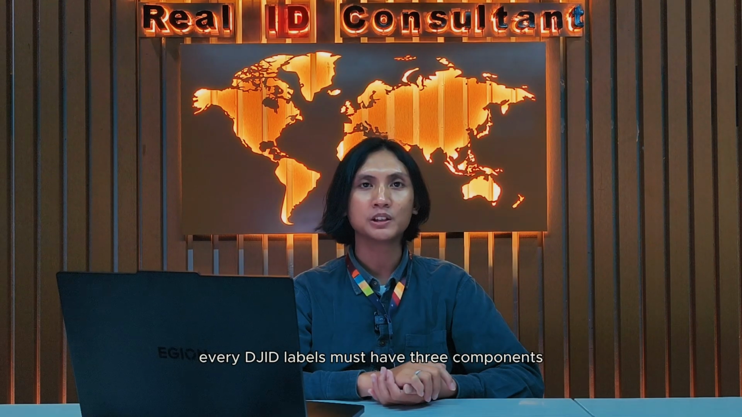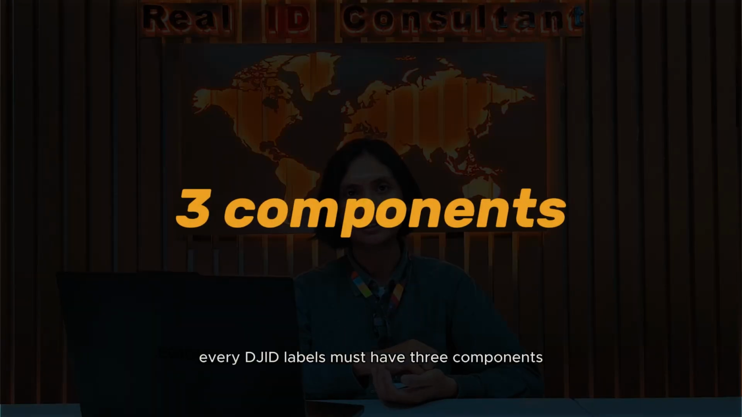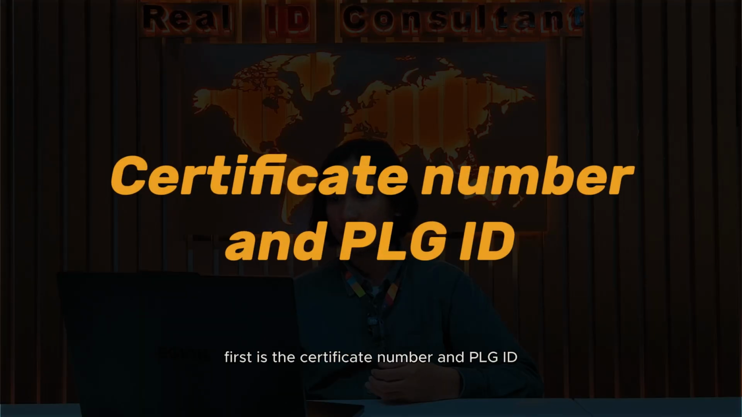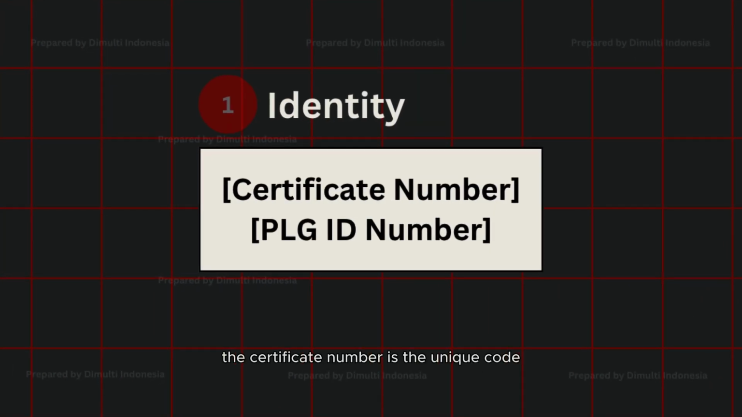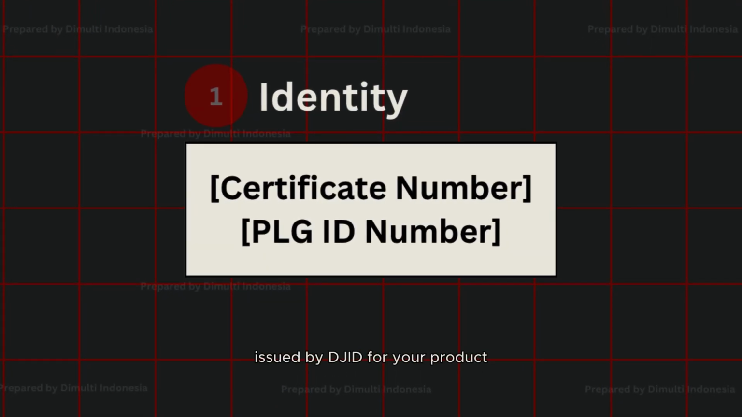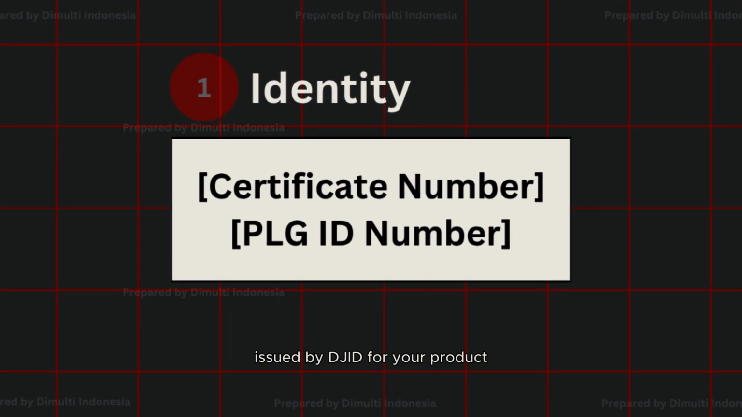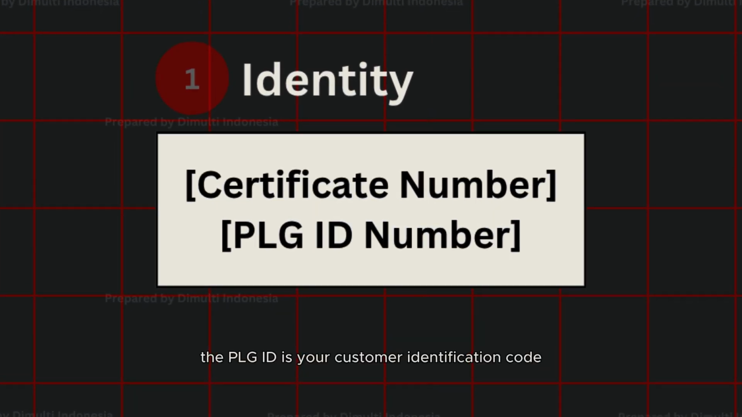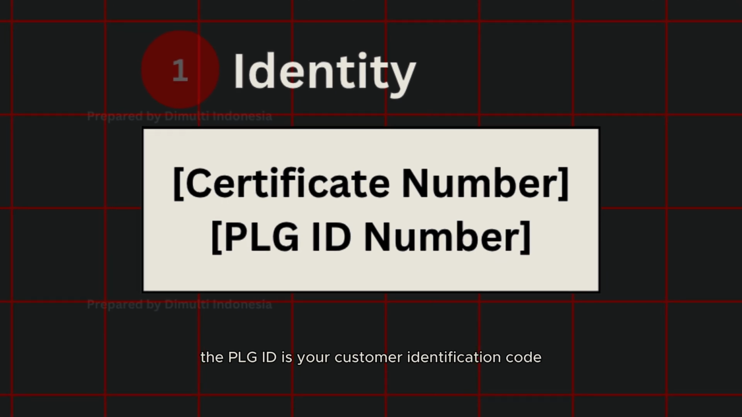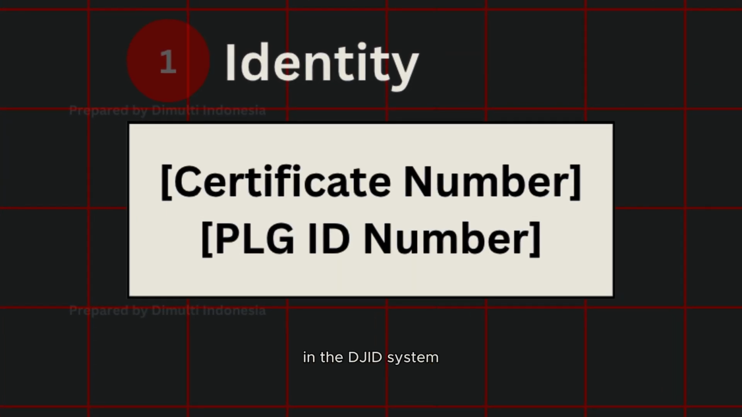Every DGID label must have 3 components. First is the certificate number and PLG ID. The certificate number is the unique code issued by DGID for your product. The PLG ID is your customer identification code in the DGID system.